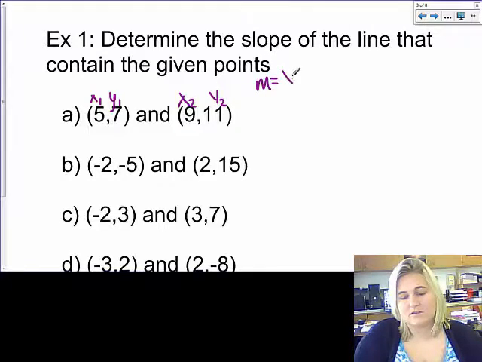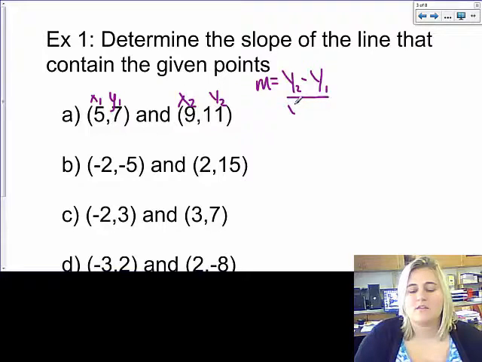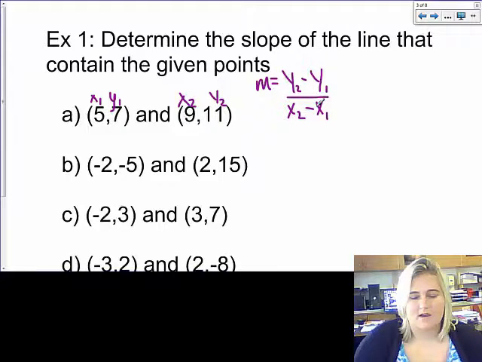y sub 2 minus y sub 1. It's important that you write these as subscripts and not as exponents because that's something very common that we do. Then some of us get confused and think we need to square something, and we do not. This just means the first x and the first y and the second y. That's all that it means. So please don't be confused by that.